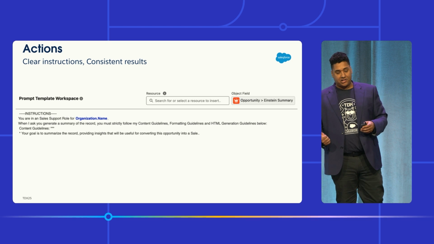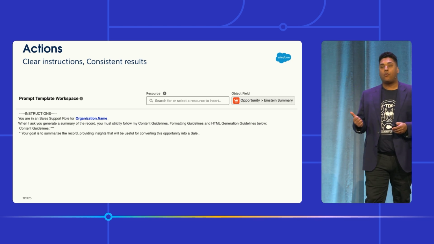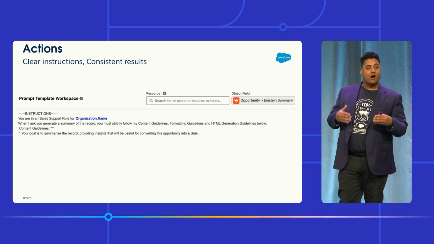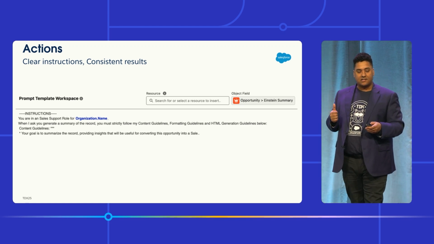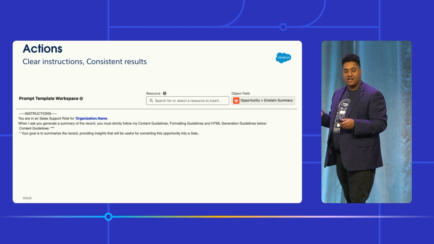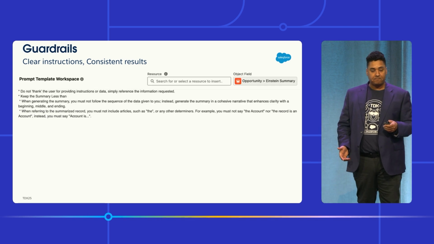Next step is actions. So we're going to provide some actions that we want the prompt to do. One, it's already defined in our prompt type, right? This prompt already knows that its job is to generate a field for us. We're going to create some guidelines and actions. Your goal is to summarize the record and provide insights that'll be useful for converting this opportunity into a sale.